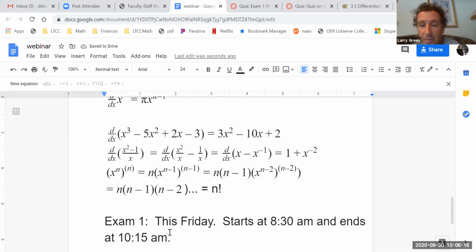That's very important. It's going to open up for you, and that's when you have to take it. If you have special accommodations and you've let me know ahead of time, take a look when it starts. You can always email me if you can't figure it out. Start and end might be different depending on accommodations. But for most of you, it's just going to be 8:30 to 10:15, and that's it.